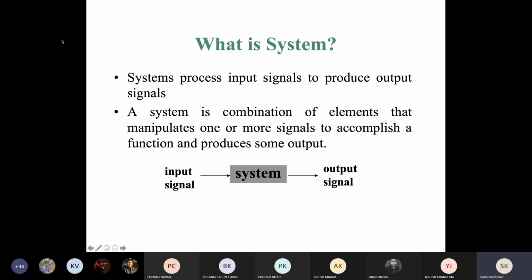A system is a combination of elements that manipulates one or more signals to accomplish a function and produces some output. That means a system actually takes an input and produces an output. Internally, it manipulates the signal for its purpose to output the necessary signal.